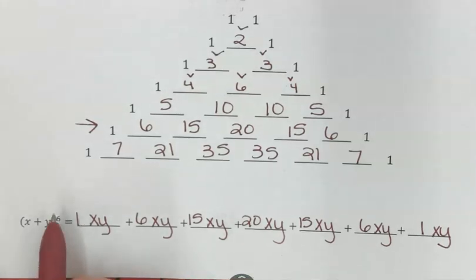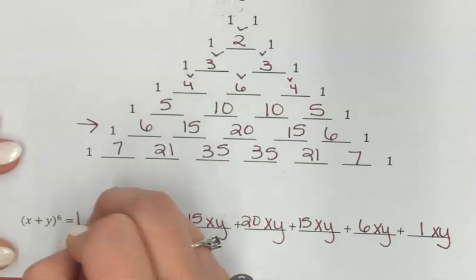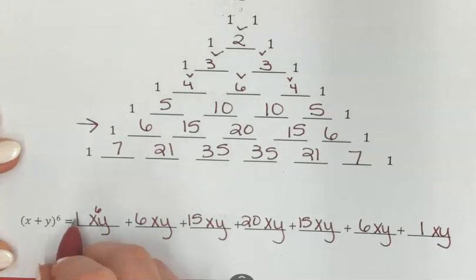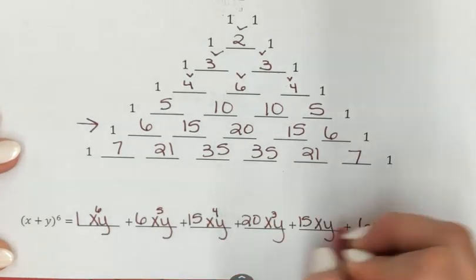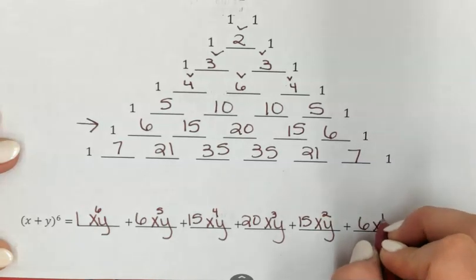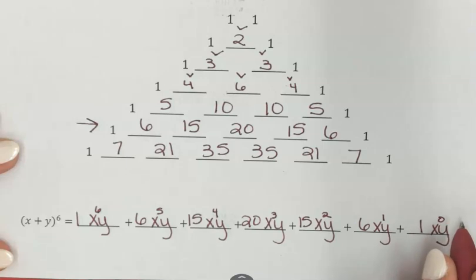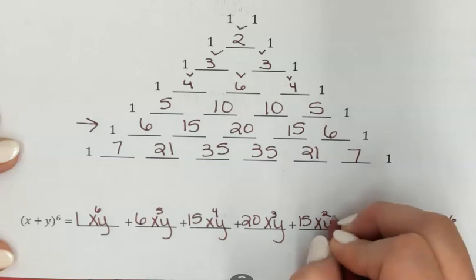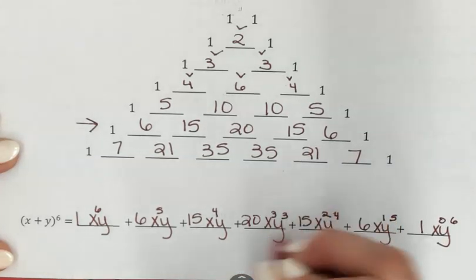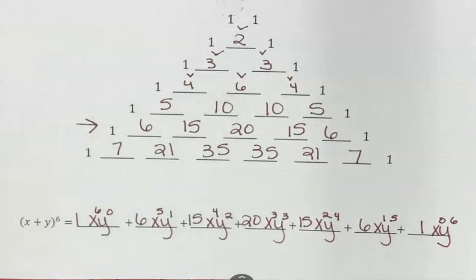So I'm starting at 6. I'm going to start with my exponent on x at 6 and take away 1 every time. So 6, 5, 4, 3, 2, 1, 0. Once I get to the end, I'm going to start over with y. So 6, 5, 4, 3, 2, 1, 0.